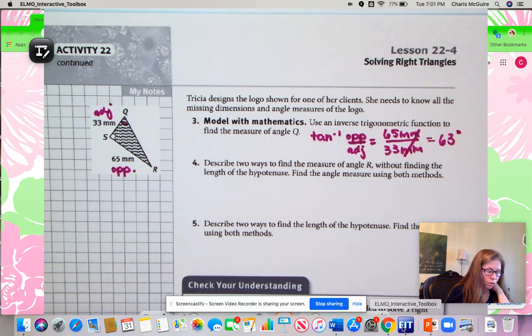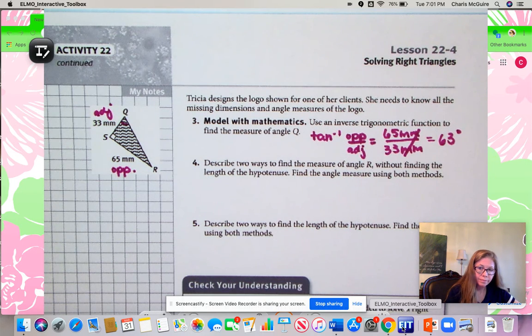All right, so if we know Q is 63, oh my goodness, in honors geometry, you should be able to subtract that from 90 and get your 27, maybe. But let's do it with a trig function just to practice. So which trig function would we be using to find the measurement of angle R? Hopefully you said inverse of tangent again, because you'd be exactly right.